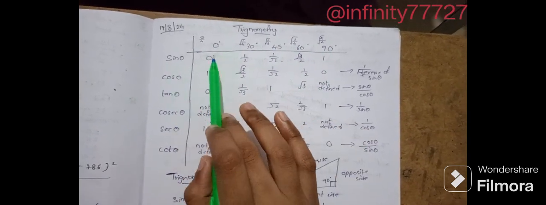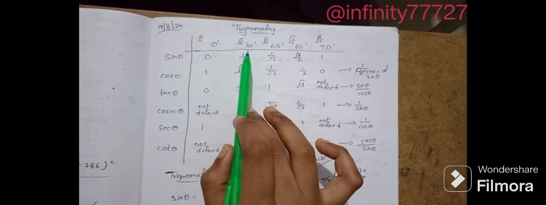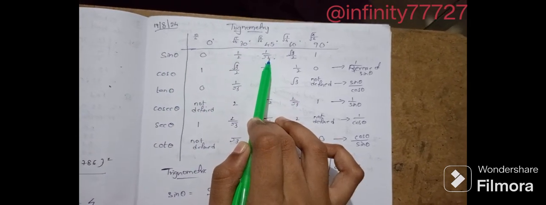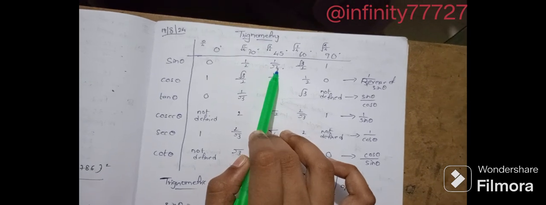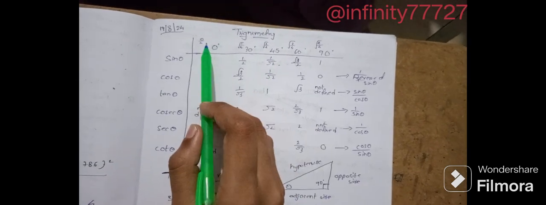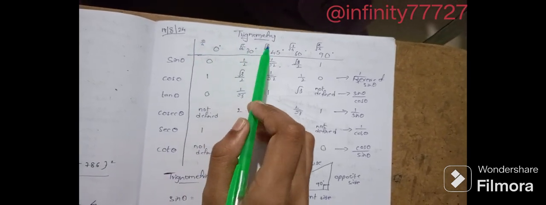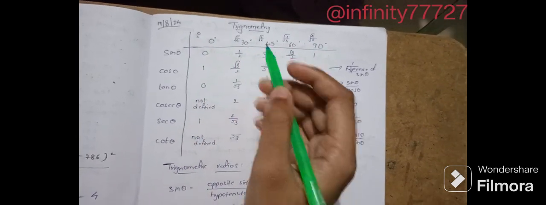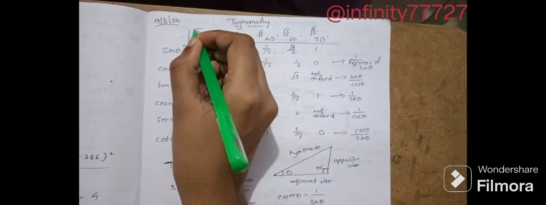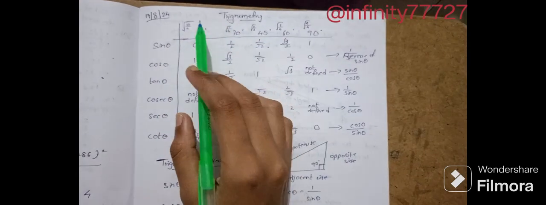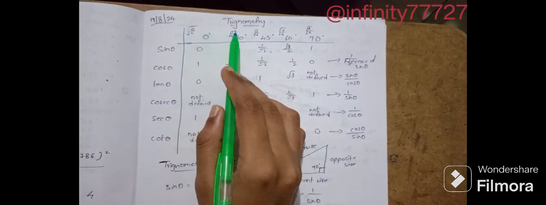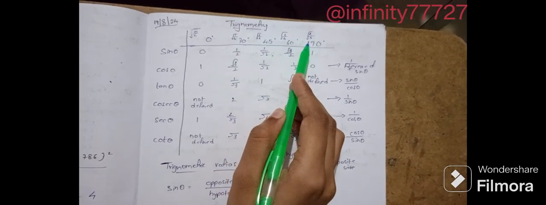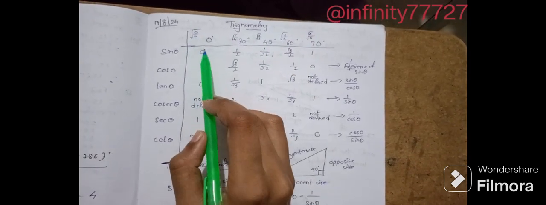Here, sin 0 degrees is 0. Sin 30 degrees is 1 by 2. Sin 45 degrees value is 1 by root 2 in this way. For this I have a trick here. First write 0 here. 1, 2, 3, 4 divided by 4 for everything, and in the same way add root for everything. 0, root 0 by 4, root 1 by 4, root 2 by 4, root 3 by 4 and root 4 by 4.